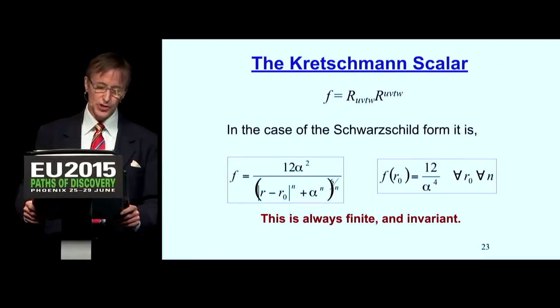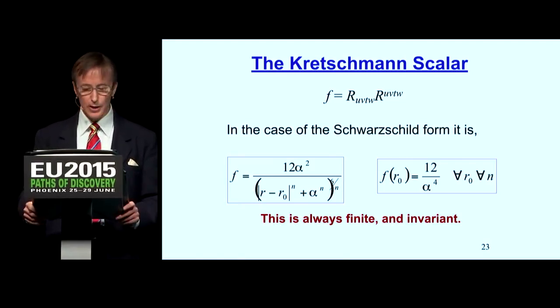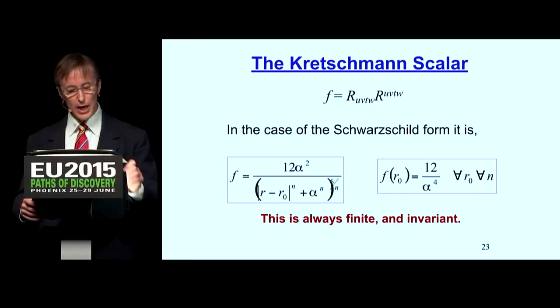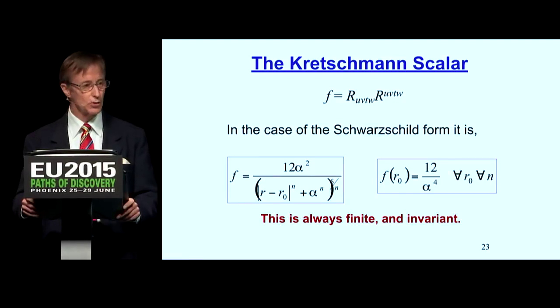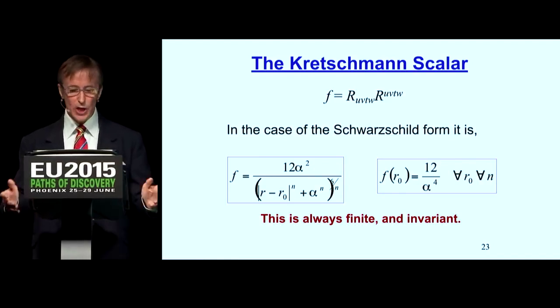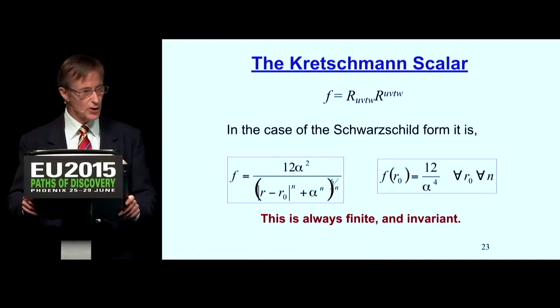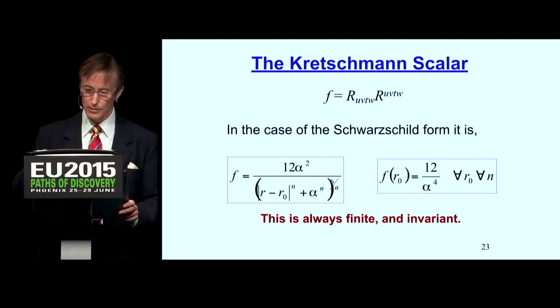They talk about curvatures. They talk about the Kretschmann scalar. This is sometimes called the Riemann scalar curvature invariant. Well, in the case of Schwarzschild space-times, it's given by f. And you see here that f of r naught is equal to 12 over alpha to the 4th for all r naught and for all n. Why? Because it's an infinite equivalence class. Can you get 12 over 0? Can you make the denominator of f ever go down to naught? No. So their claim that they can get the denominator to go down to 0 is false.